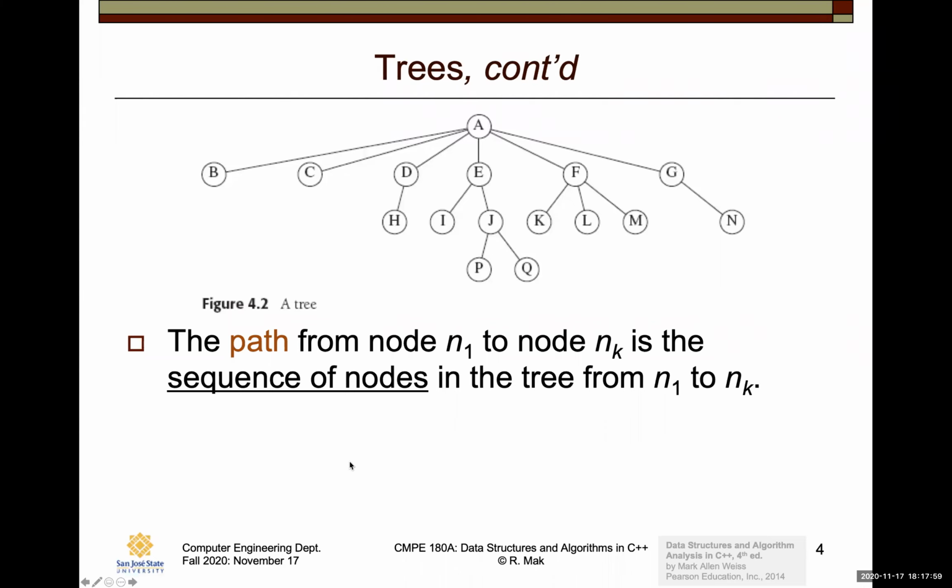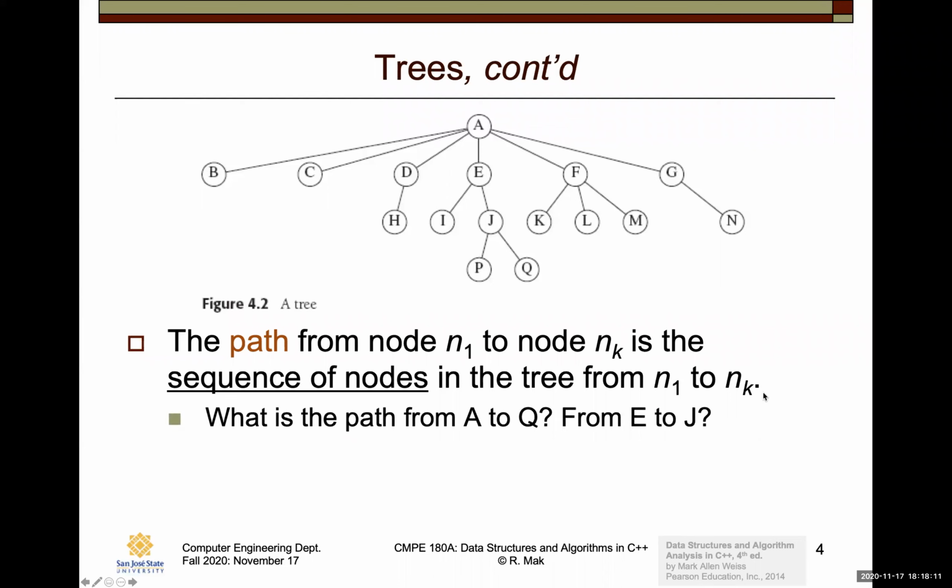The path from node n sub 1 to node n sub k is the sequence of nodes in the tree from n sub 1 to n sub k. For example, what is the path from A to Q? Well, it's A, E, J, Q. And what's the path from E to J? Well, it's from E to J. So it's the sequence of nodes from one node to another node, but not necessarily the next node.